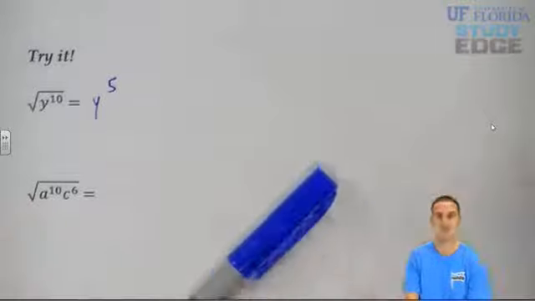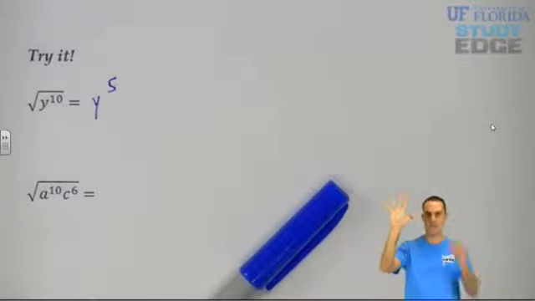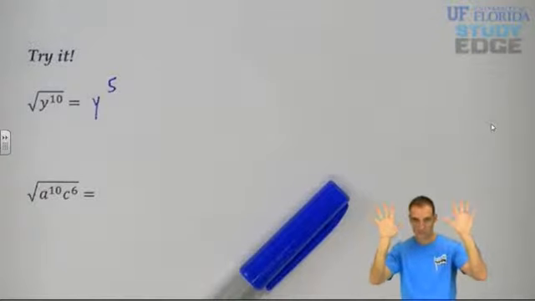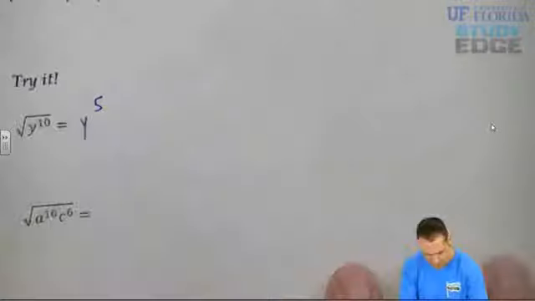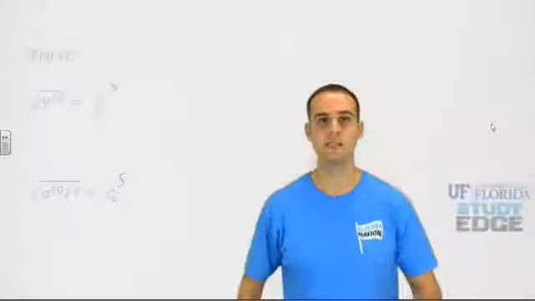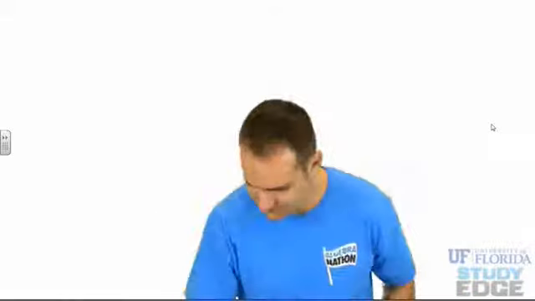A to the 10th is a. Yeah, I said that correctly. Awesome. How many pairs is that? Again, that's 5 pairs. 1, 2, 3, 4, 5. C to the 6th is 6 C's. That's 1, 2, 3. 3 pairs.